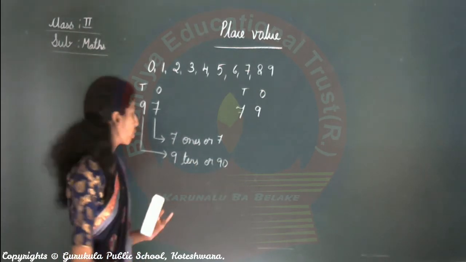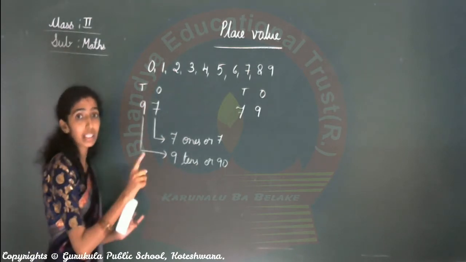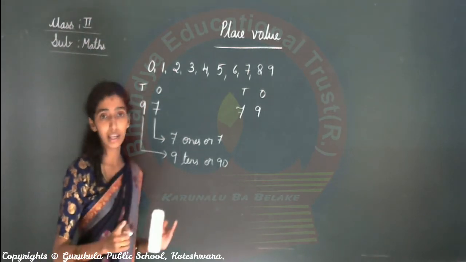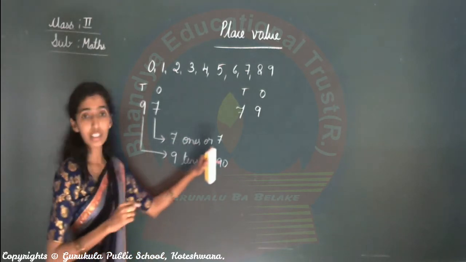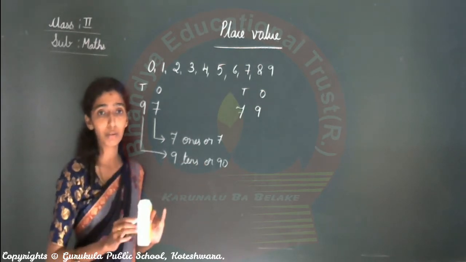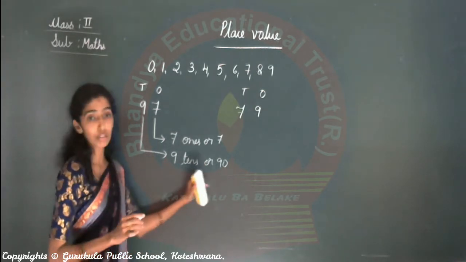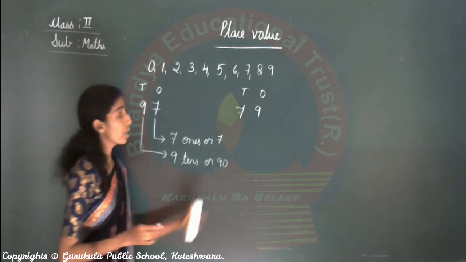Okay, here you see 9 tens. 9 tens means 9 tens are 90. It is the ones place value, so the same number will come. It is the tens place value, so it is 90. Understood, children? So like that.